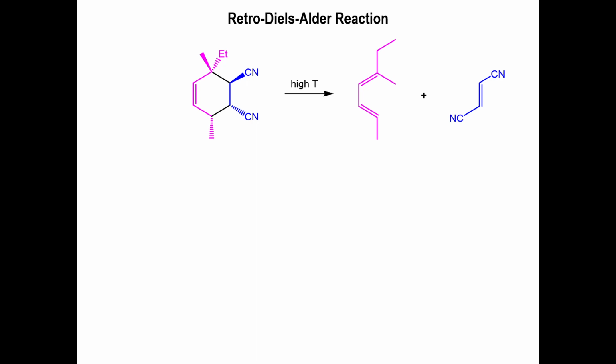Hello, hello. Here we are, retro Diels-Alder reaction. As the name implies, and as you can see from the reaction schematic, this is basically the opposite of what we talked about in the previous video. Namely, we take a cyclic product and we end up breaking it back into the individual diene and the individual dienophile that comprise that ring system.